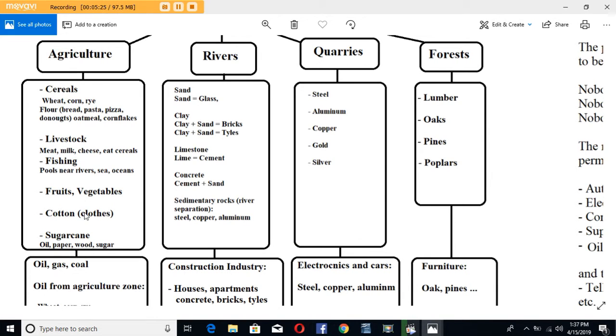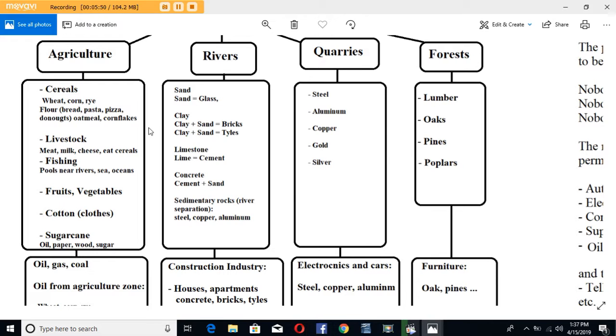They include cereals, such as wheat, corn, rye. The flour from wheat is the raw material for bread, pizza, donuts. Other products include oatmeal and cornflakes. Products from the livestock include meat, milk, cheese. The raw materials are cereals, because the livestock eat cereals.